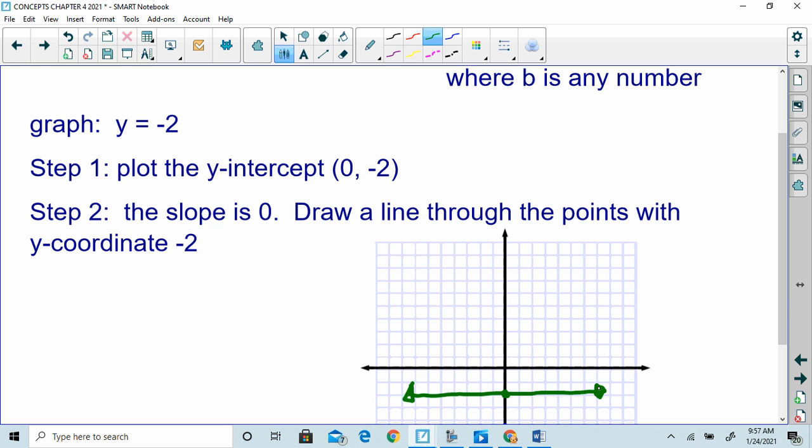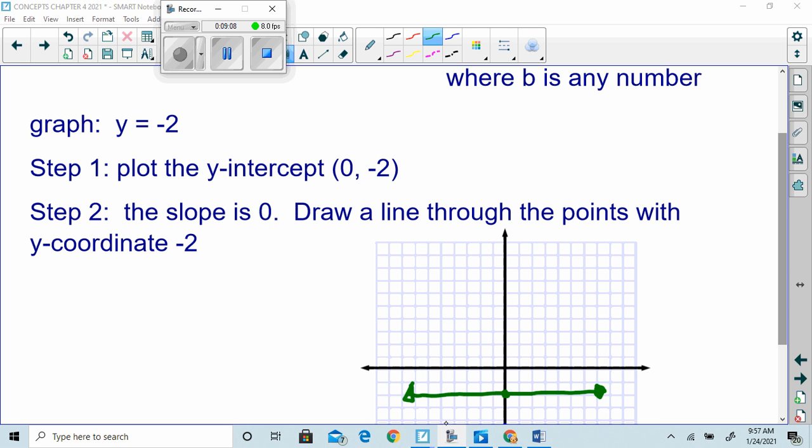And that's how I graph y is equal to negative 2, a constant function. And that's our lesson for today.